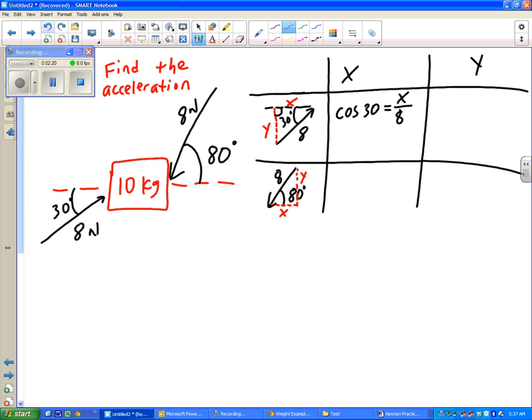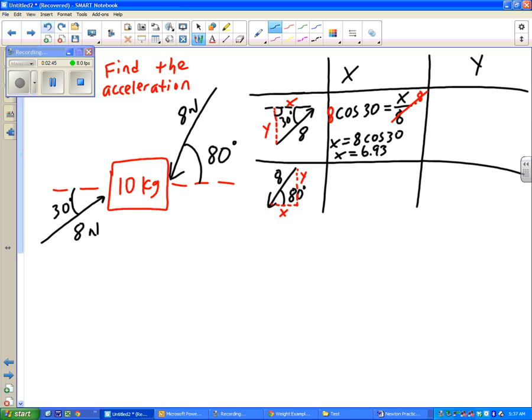And in order to solve this, we multiply both sides times 8. And so we basically get x equals 8 cosine 30. So x equals 6.93. We'll take this out to just 2 decimal places.